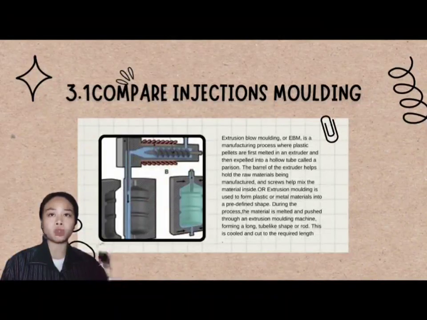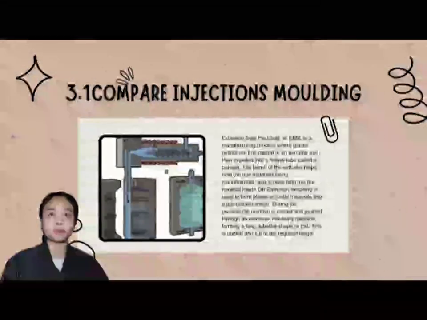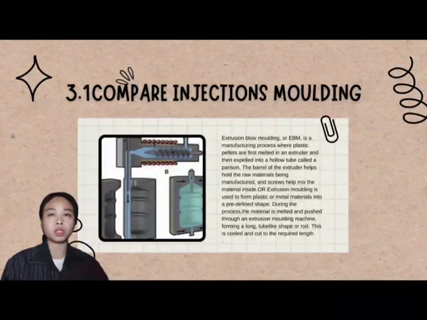Extrusion molding is also used to form plastic or metal materials into predefined shapes. During the process, the material is melted and pushed through the extrusion molding machine, forming a long tube-like shape or rod. This is cooled and cut into the required length.